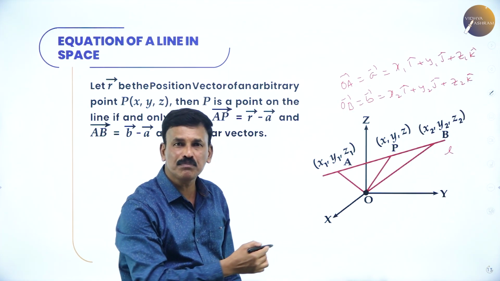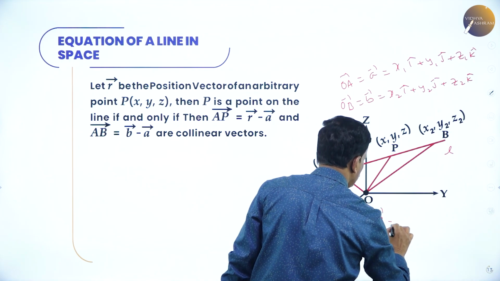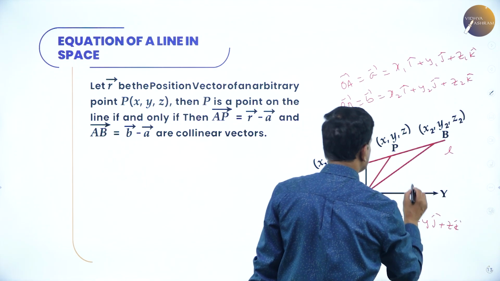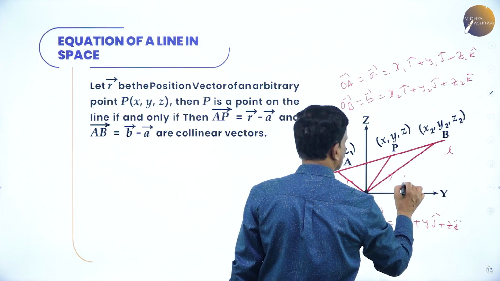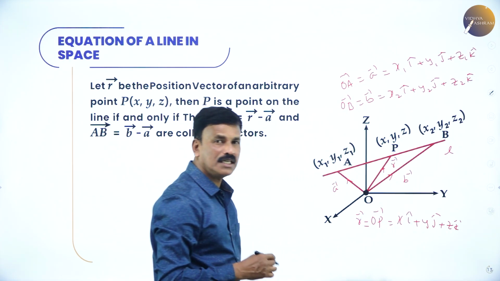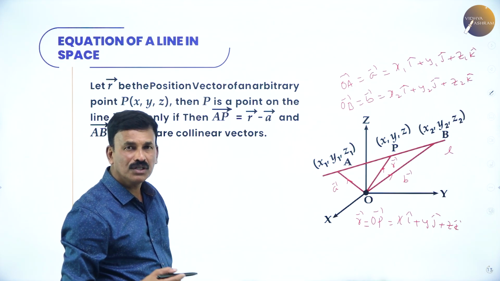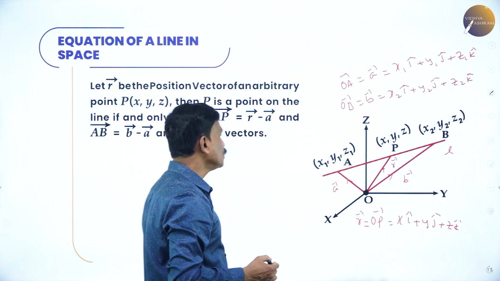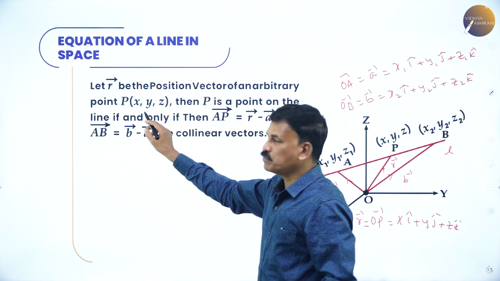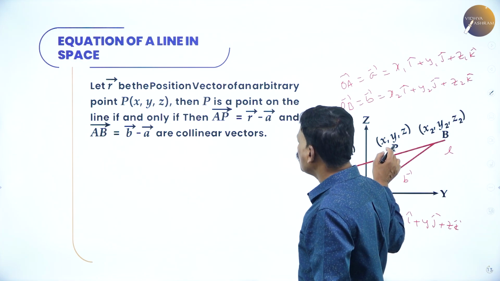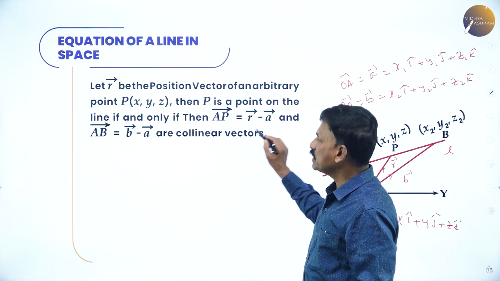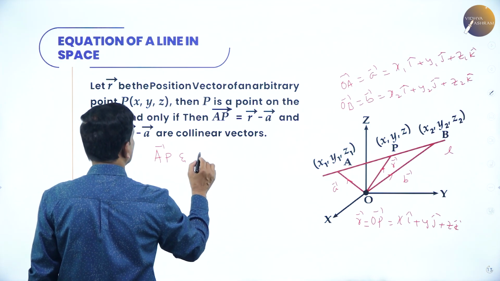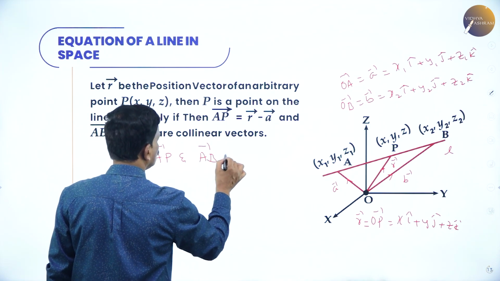Let P (x, y, z) be any point on the line whose position vector is vector OP, that is vector R is equal to xi plus yj plus zk. Now let us represent this as vector A, this as vector B and this as vector R. So we are going to find the equation of a line which passes through these 2 points A (x1, y1, z1) and B (x2, y2, z2). Let R be the position vector of an arbitrary point P (x, y, z). P is a point on the line if and only if vector AP is equal to R minus A and AB, that is B minus A, are collinear.